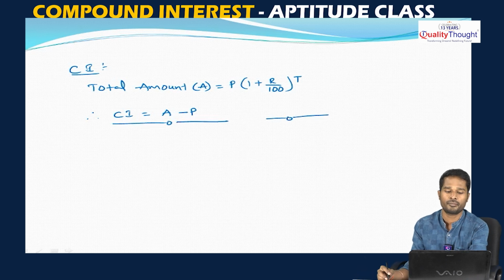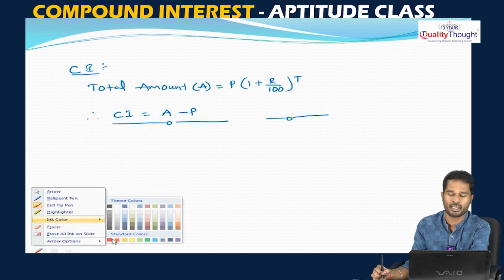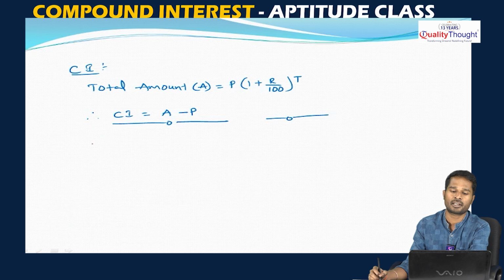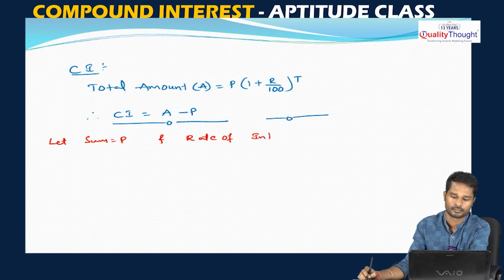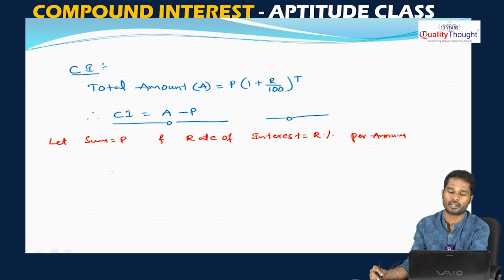But here we need to check a few things, because when we are solving some questions it will be given that the rate of interest is calculated half yearly or yearly. Let's write a few things about it. Let's take a sum P, and the rate of interest R percentage per annum, that is per year, the rate of interest is calculated R percentage.